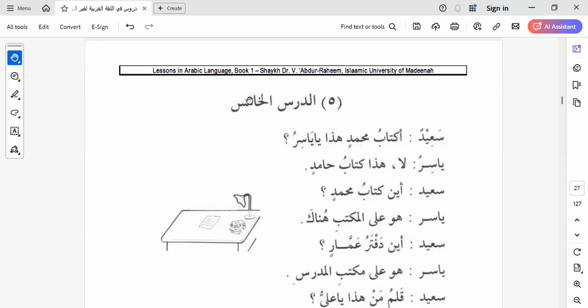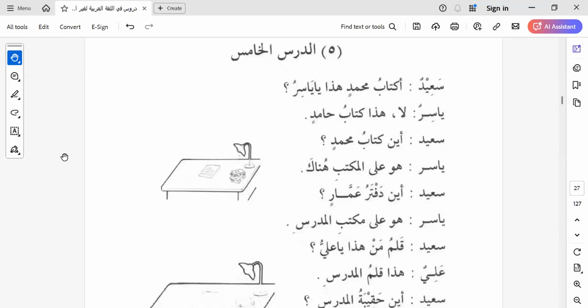We'll continue in the next lesson, inshallah, from الدرس الخامس, lesson 5. So we are moving gradually. Let's keep up following the lessons. We pray Allah subhanahu wa ta'ala makes it easy for us. Barakallahu fikum. Is there any question before we round up the lesson?